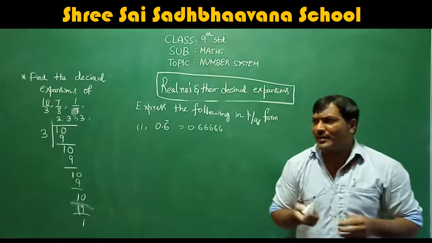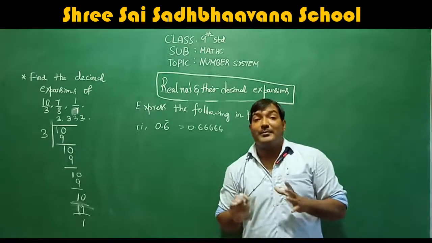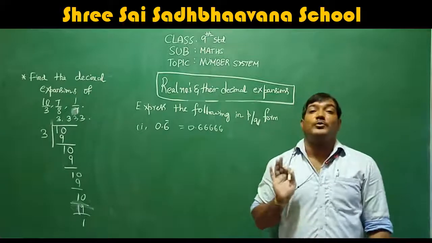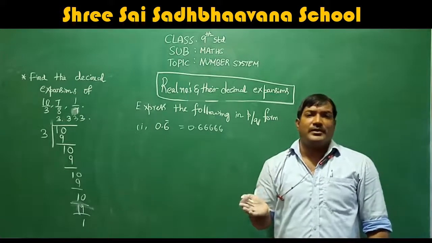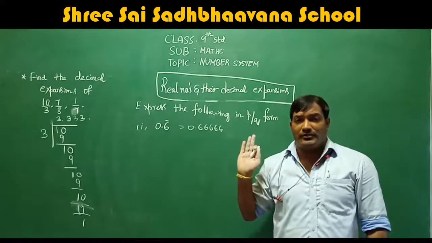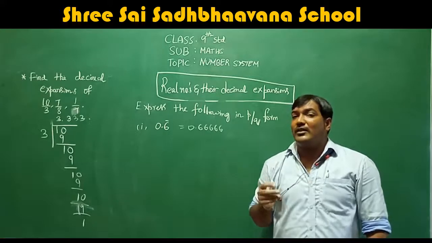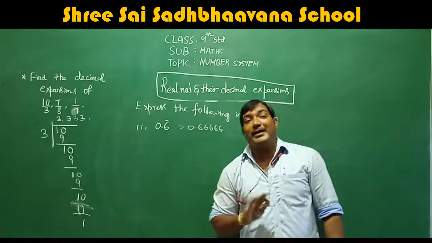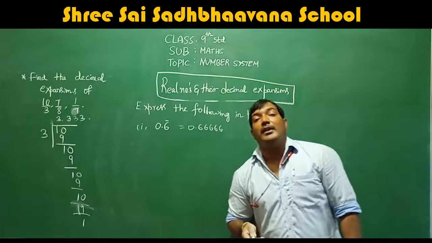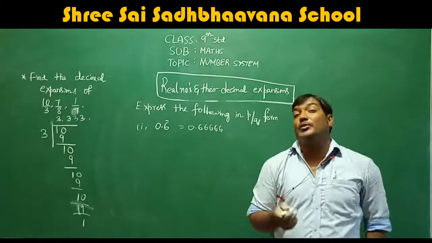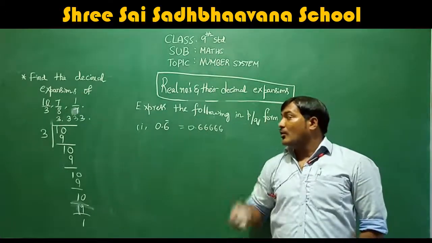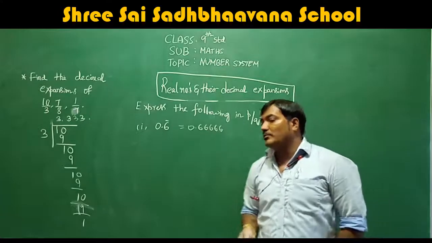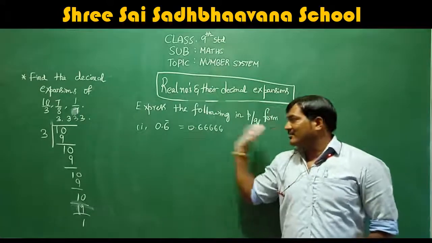In some cases we write, for example, pi is equal to 22/7. Remember, pi is not at all exactly equal to 22/7. As I told you in the previous sessions, 1 by 2 is exactly 0.5, but pi is not equal to 22/7. Pi is approximately equal to 22/7. Remember that. So, how to convert this into p by q form? So, 0.6666 we are getting.